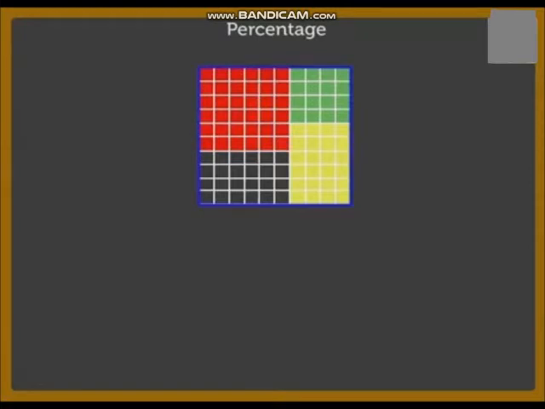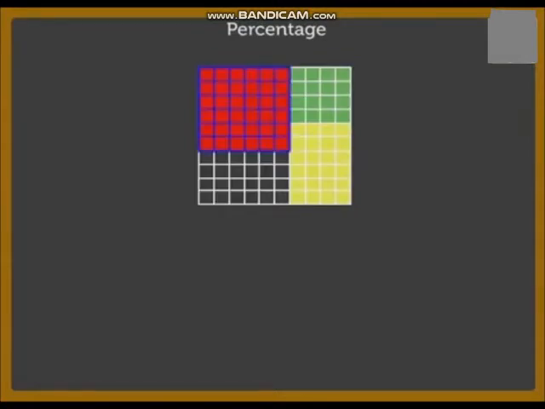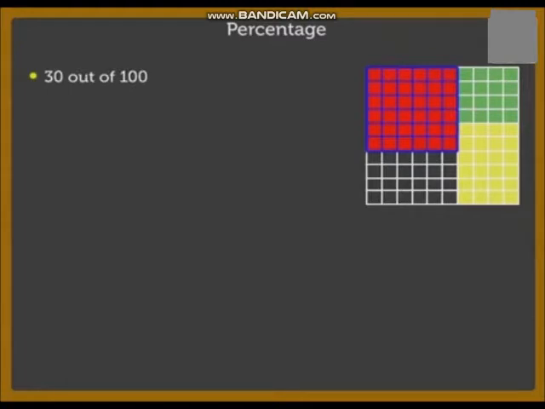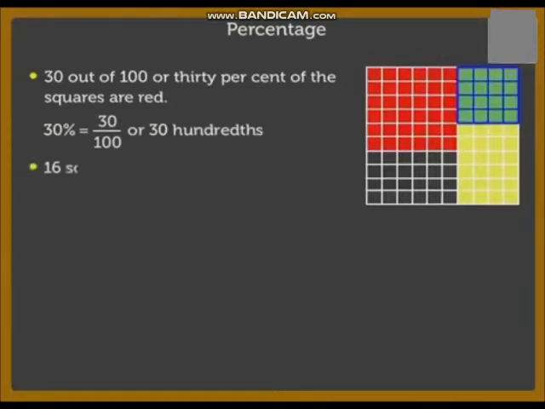So हमने यहाँ पे ये एक square लिया है और ये 100 small squares में divided है which is equal. So first of all, if we are going to find what is the percentage of red color here, or you can say red squares here. So the percentage for red squares here, red squares are 30 out of 100, or we can say 30% of these squares are red. And symbolically we will write this as 30 with the sign of percentage. This 30% is equal to 30 by 100 or 30 hundredths.